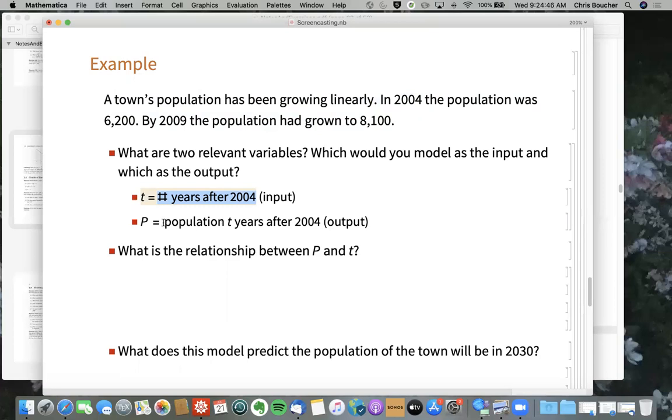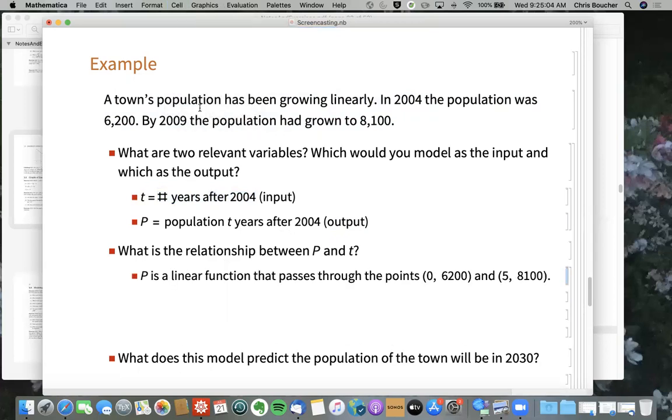And I'll let P be the population of the town. So time is the input here, population is the output. What's the relationship between P and T? Again, if you are stuck on this, we know that there's a linear relationship because the problem says that the town's growing linearly.